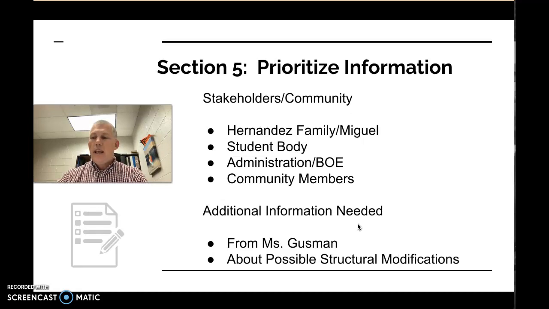In addition to Miguel and the Hernandez family, the climate of the school, the district, and the community could also be damaged by this situation. I will be certain to keep Dr. Harvey informed and the Board of Education informed. After the meeting with the Hernandez family and their lawyer, I will meet with Ms. Gussman to uncover why she chose to make the change and what she told Miguel. I will then initiate the process of determining how to make all classrooms accessible.